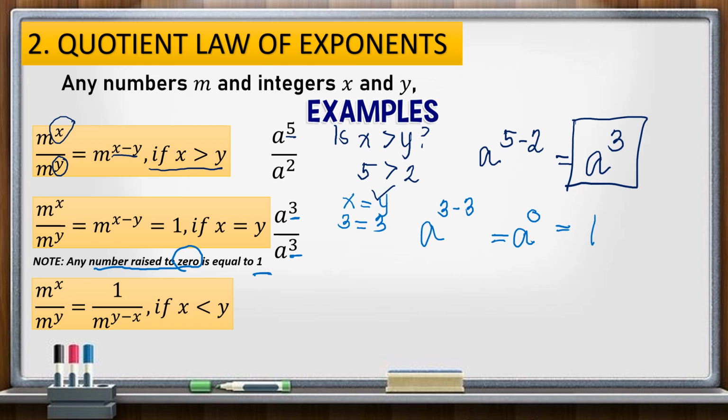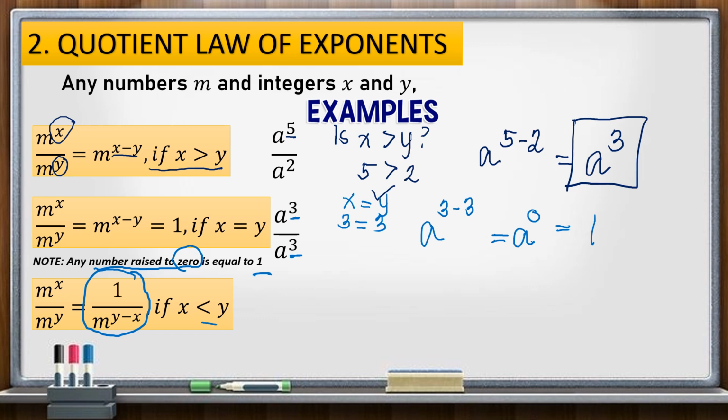Another one, or the last case, we have m raised to x divided by m raised to y. It will be equal to 1 over m raised to y minus x if the value of x is less than y. Ganito naman po ang magiging pattern ng inyong answer kapag ang value ng x po natin ay mas maliit kaysa sa value ng y.